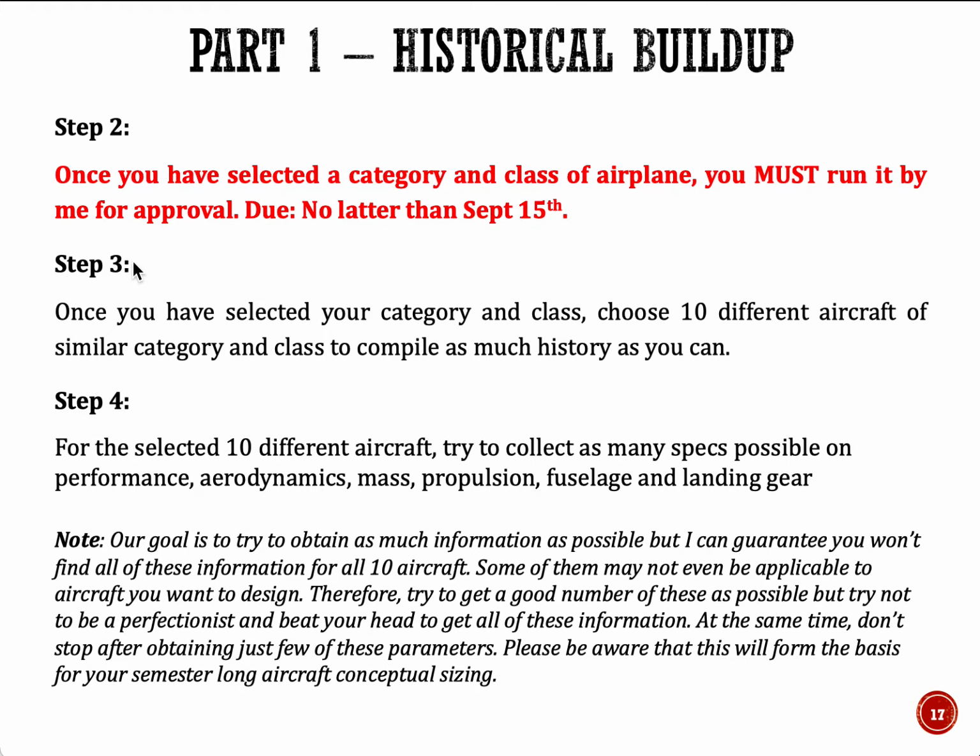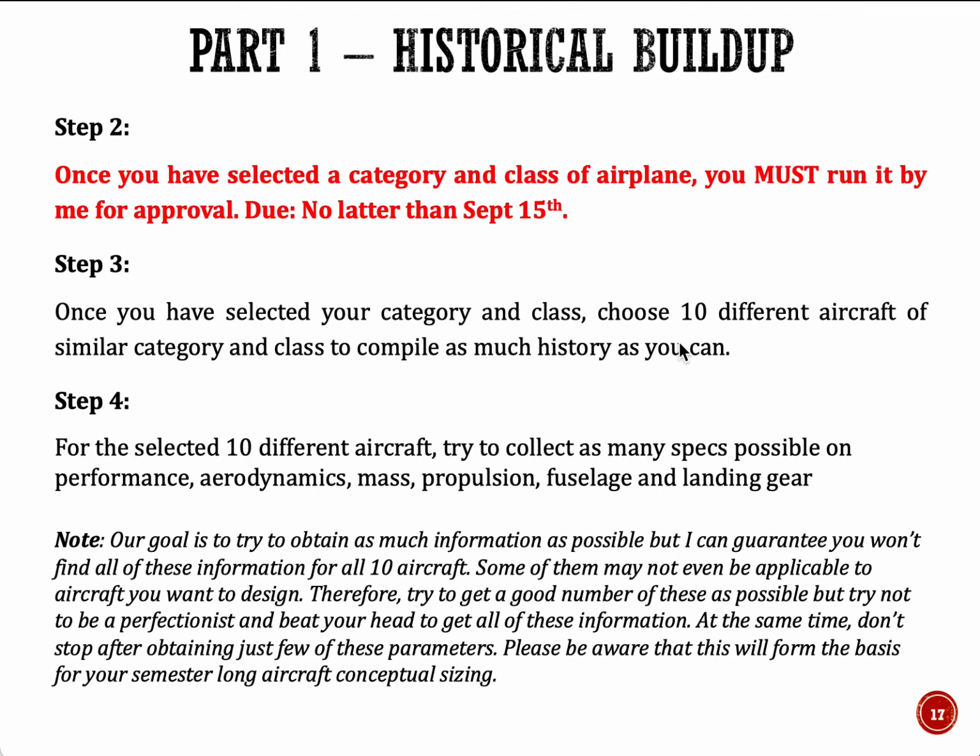All right. So step two is once you have selected a category and class of airplane, you must run it by me for approval. Please make sure to do that on or before September 15th because you need to be spending a lot of time on collecting the data. Okay. So after you run the category and class of airplane that you want to design by me, you immediately jump into step three, which is you have to choose 10 different aircraft of similar category and class, to compile as much history as you can.